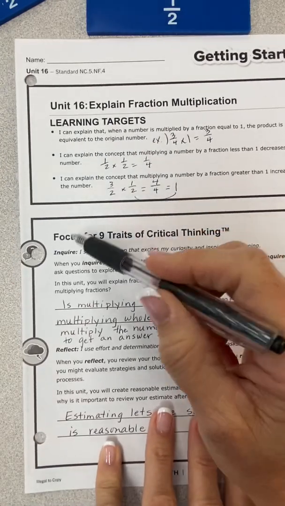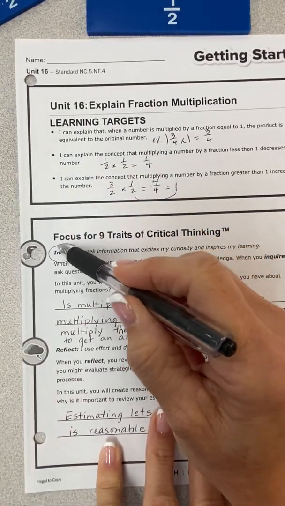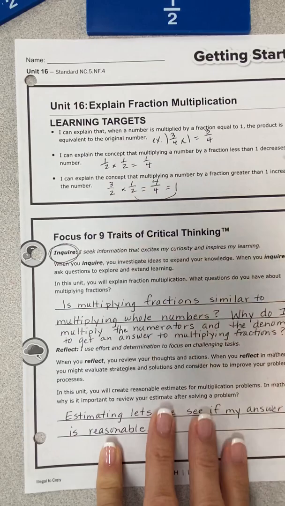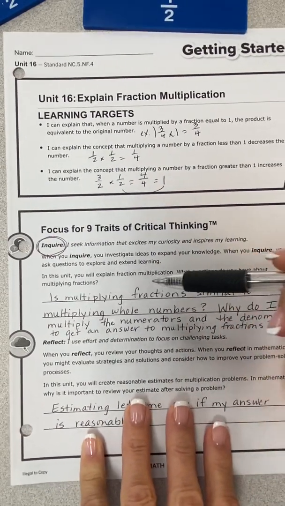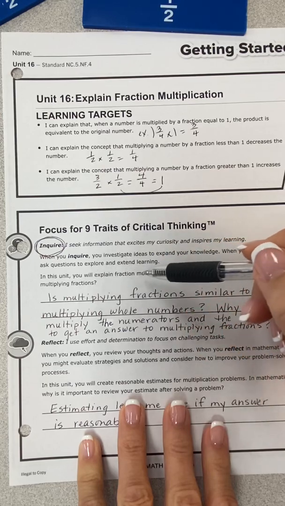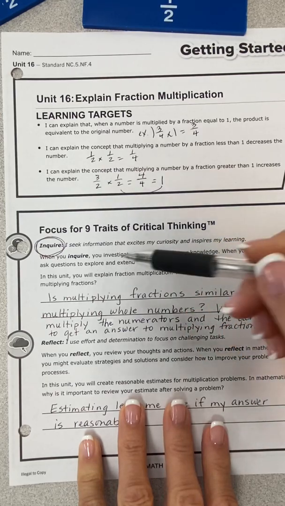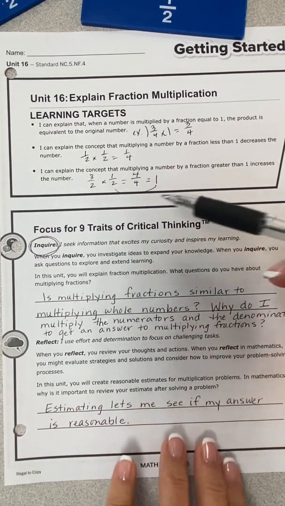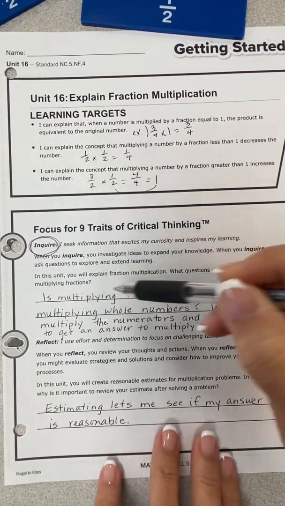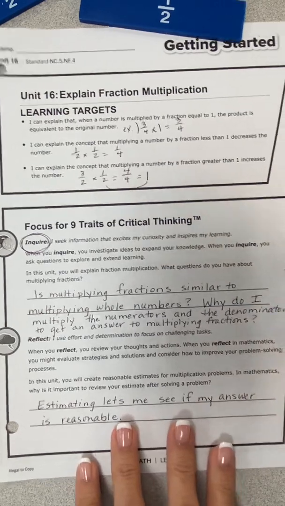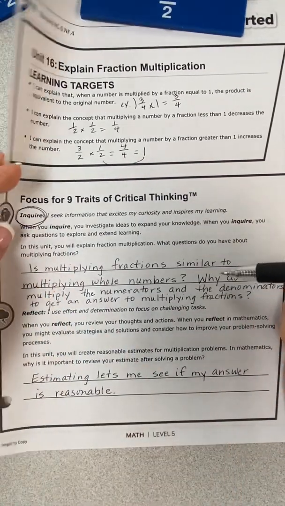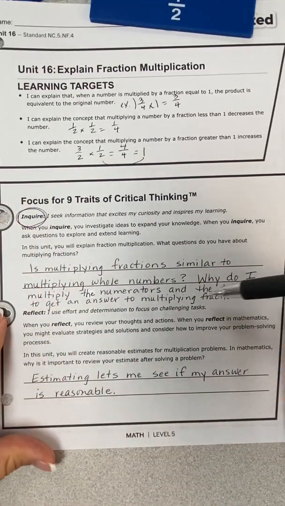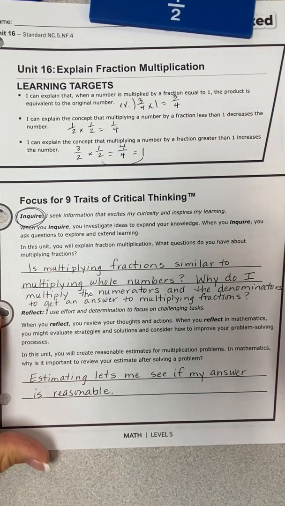So this next part, it just wants you to think about the inquiry or your critical thinking trait of inquire. And this is what I said. It says in this unit you will explain fraction multiplication. What questions do you have about fraction multiplication or multiplying fractions? I said, is multiplying fractions similar to multiplying whole numbers? Why do I multiply the numerators and the denominators to get an answer to multiplying fractions?